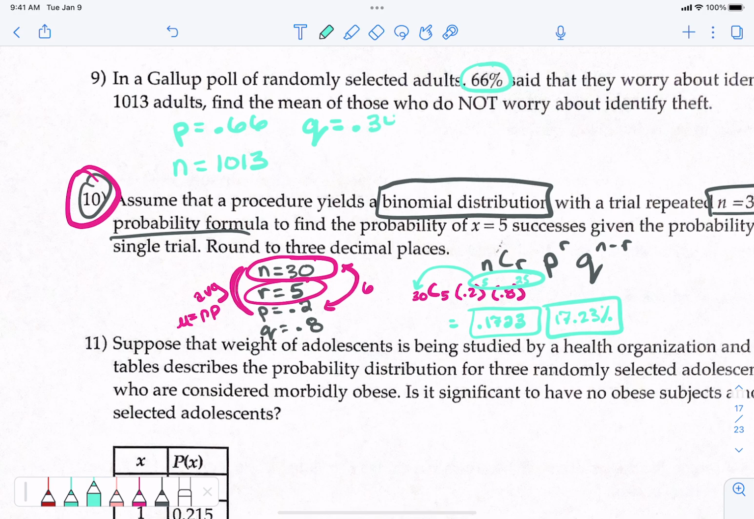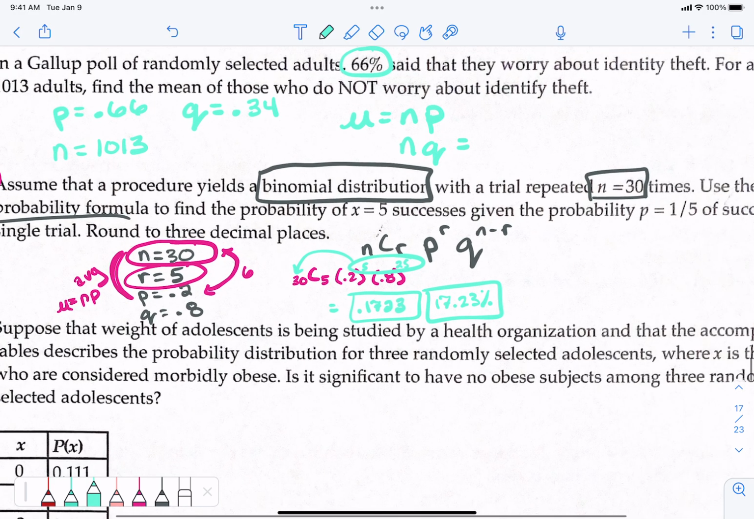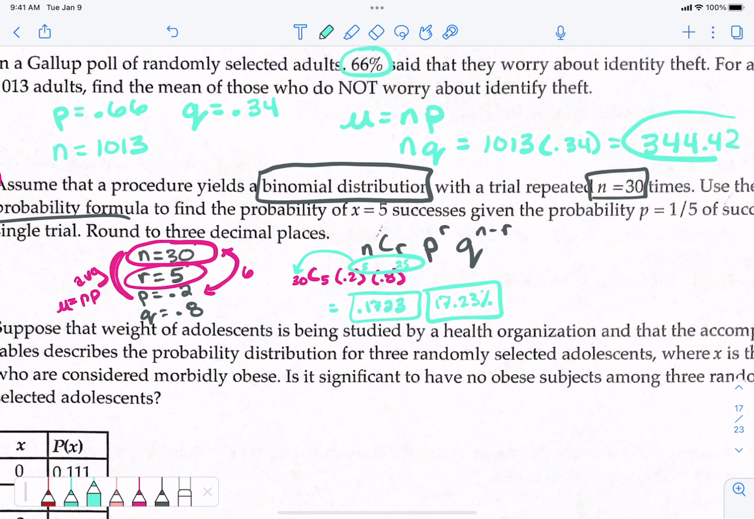Q is 0.34. Okay, so average normally is N times P. But if I do N times P, that would be who does worry about it. I want to do N times Q, who does not worry about it. So just change it a little bit. 1013 times 0.34 is 344.42.